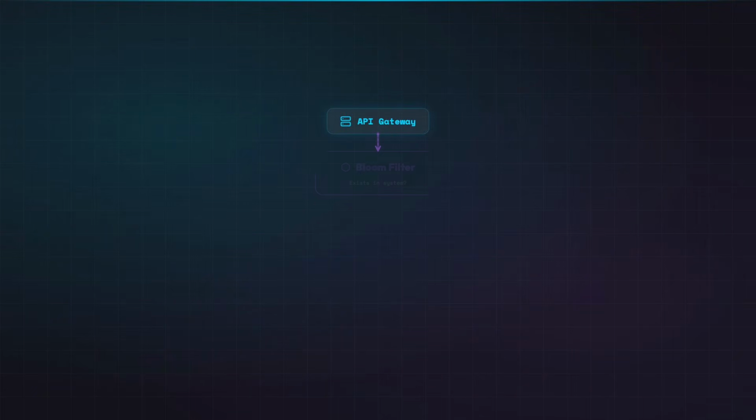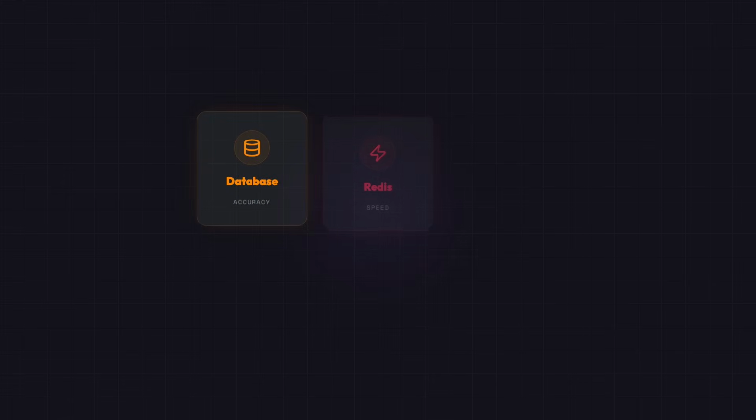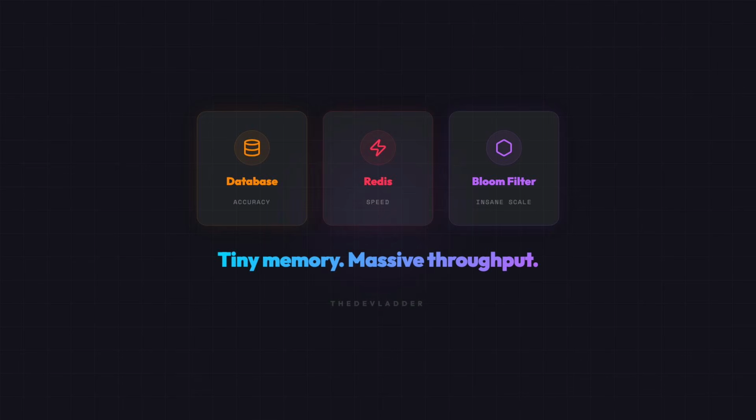So in production, you combine both. Bloom filter checks first. If it says no, you're done instantly. If it says maybe, then you query the database to confirm: fast path plus safe path. That is how you build systems that actually scale. Database for accuracy, Redis for speed, Bloom filter for insane scale, tiny memory, massive throughput.